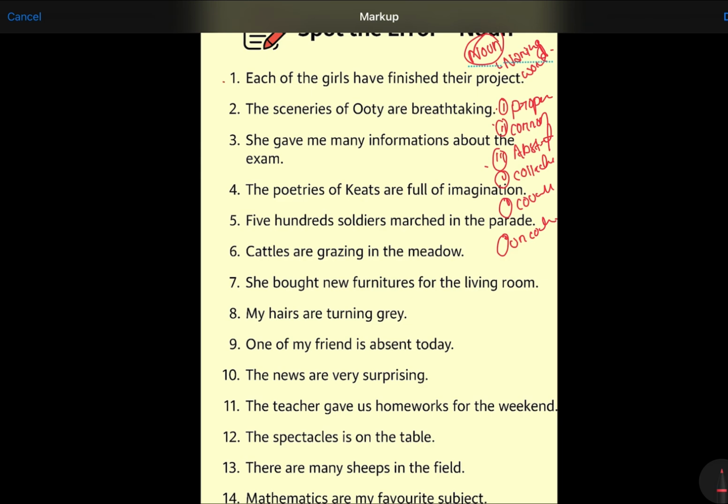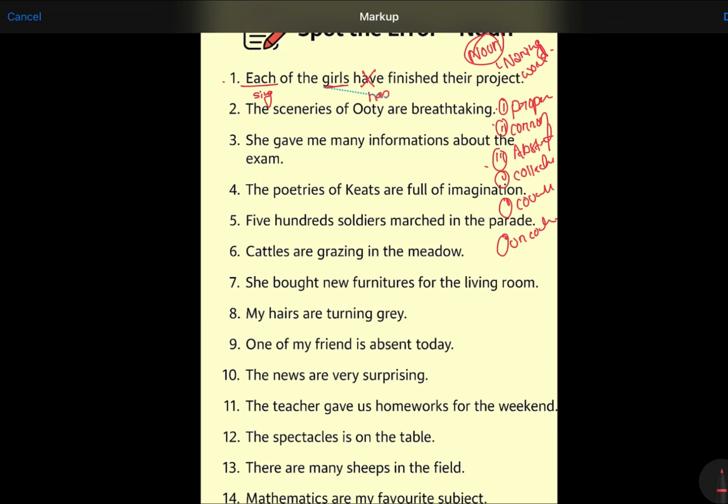Okay, the first question says: each of the girls have finished their project, right? So यहाँ पे error क्या है? See, each is singular in nature, so it has to be each of the girls has finished their project, right? Because here in this statement we are talking about each of the girls. So ये plural नहीं होगा.